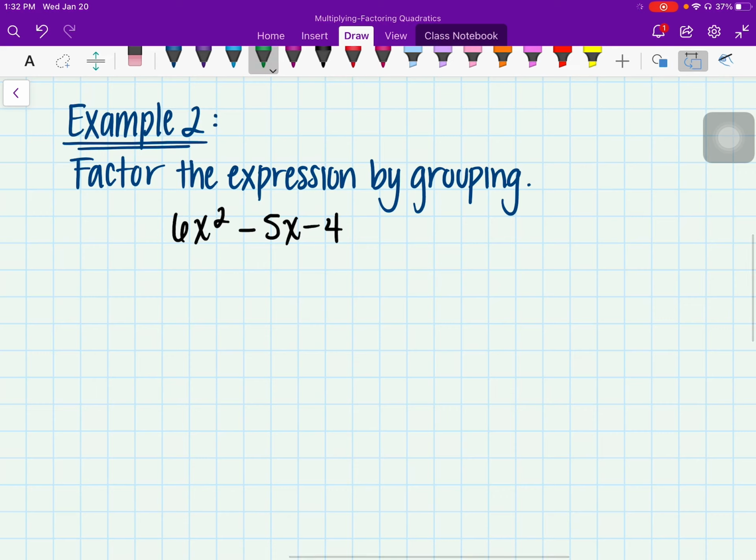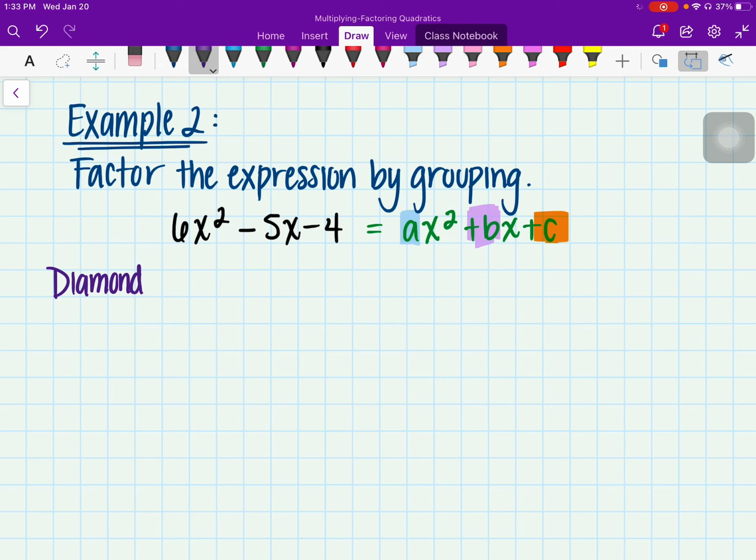Once again, the general formula for quadratic expressions is ax squared plus bx plus c. So it follows this format, right? A is the x squared coefficient, B is the x coefficient, and C is our constant. That's how we're able to identify which is A, which is B, and which is C. Let's get started here with the diamond method. I'm just going to label this, diamond method.